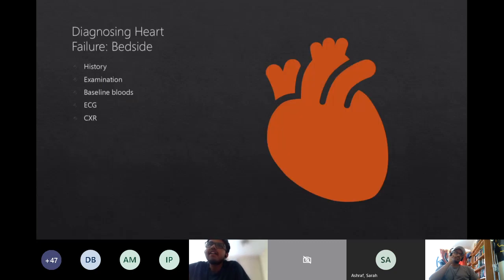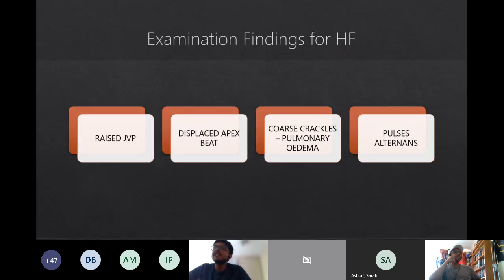Fine. And when you're diagnosing heart failure, before you go on to your BNP, unless you're in GP, because in GP you don't have time to do anything else, don't forget history, examination, bloods, ECG, the standard stuff. So examination findings for patients with heart failure. Can you give me some findings that you'd get?